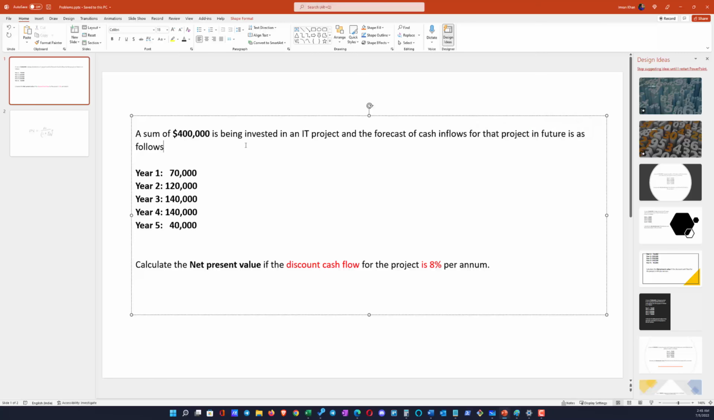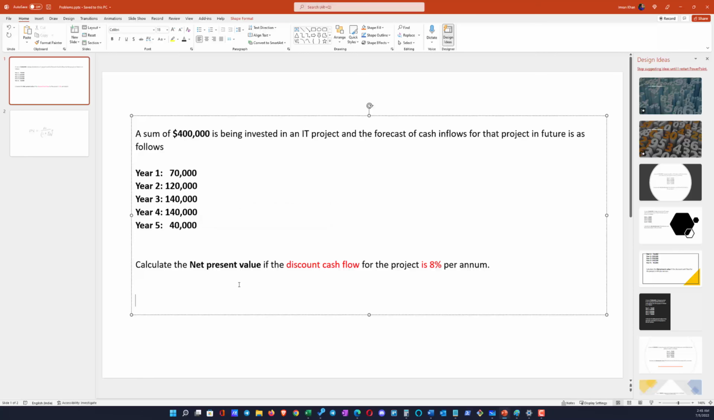So coming to the problem, a sum of $400,000 is being invested in an IT project, and the forecast of the cash inflows for the project is given as: in year 1 we're going to get $70,000, in year 2 $120,000, in year 3 $140,000, in year 4 the same amount, $140,000, and in year 5 $40,000.